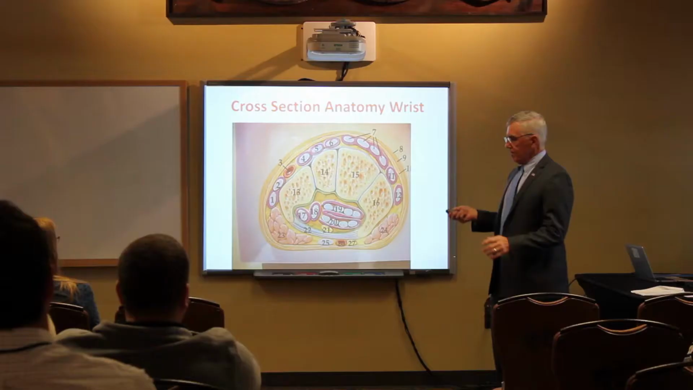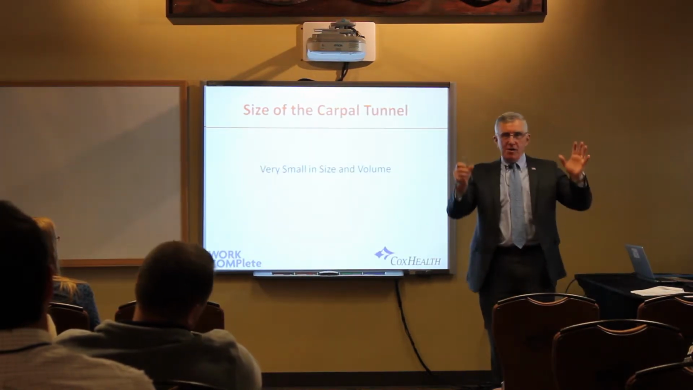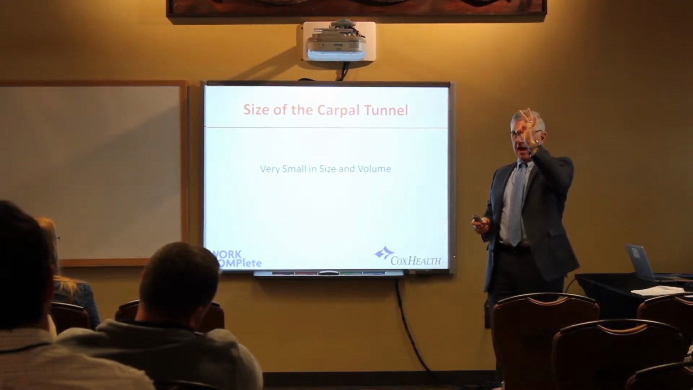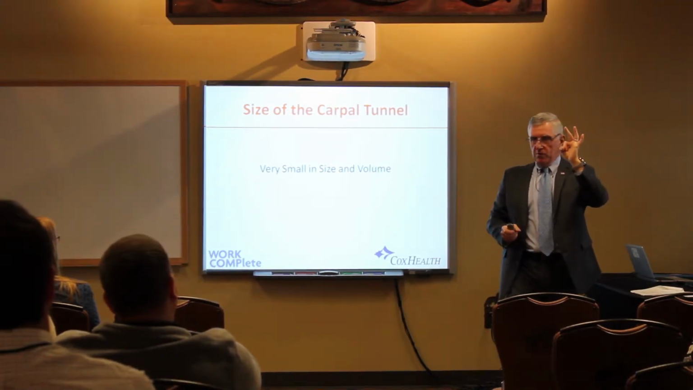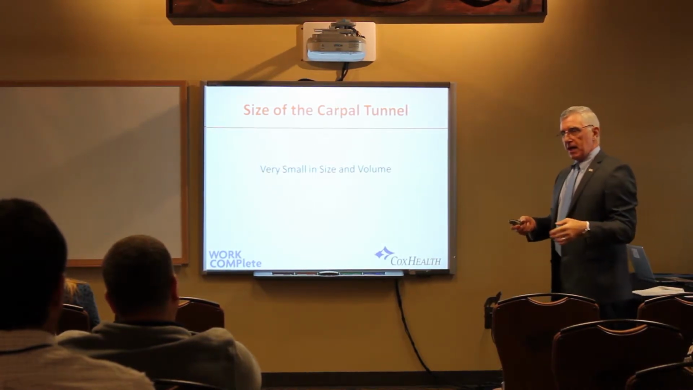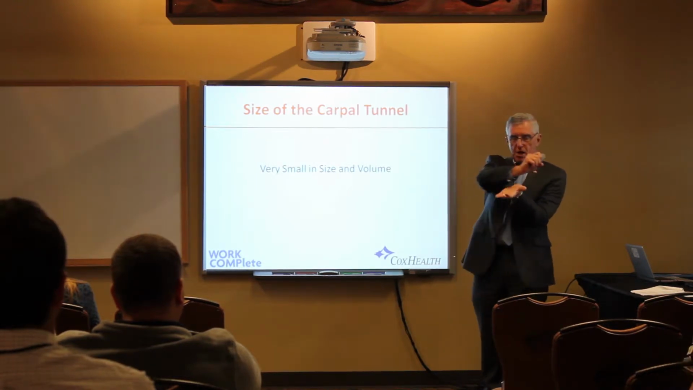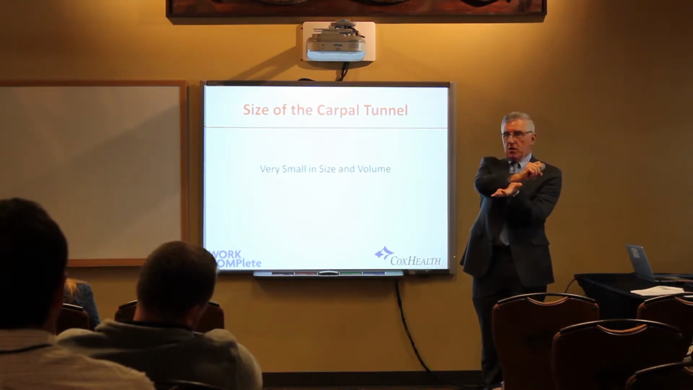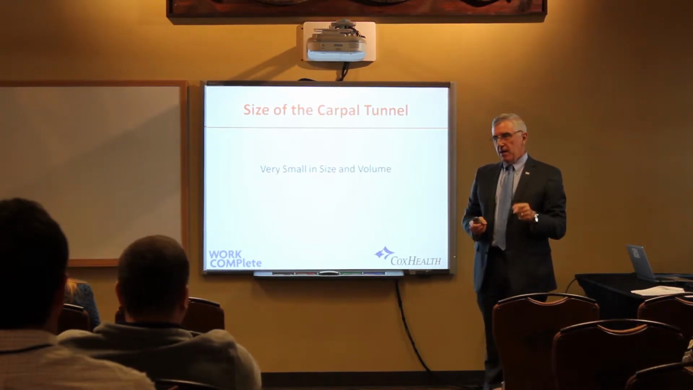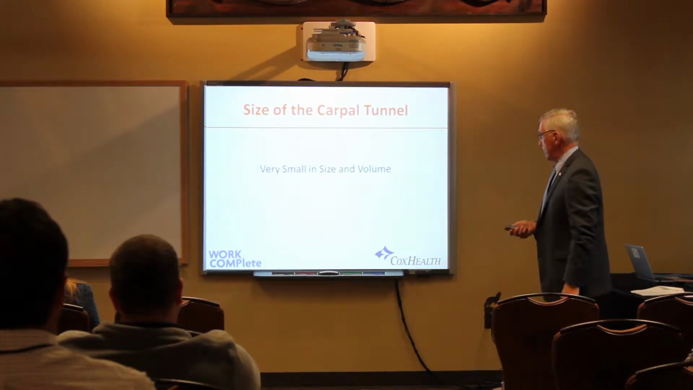And this diagram here may suggest it's quite large. I'm telling you, this canal is about this big. And you've got a lot of structures going through there. There's not a lot of wiggle room in there. So swelling, for whatever reason, can cause the median nerve to push up against that transverse carpal ligament. And that's where the pressure comes from in carpal tunnel. People can be swollen for any number of reasons, which we'll go into in a little bit.